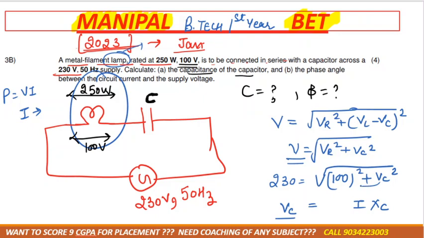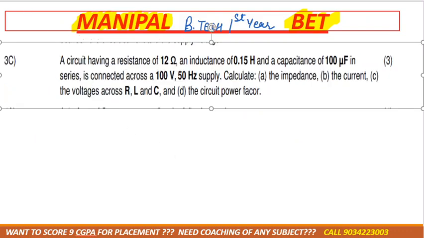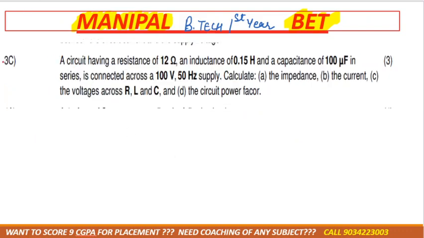VC value we already get it from here. I value we got it from here. Can we get the value for XC? After getting XC, you can get the C easily. Now see in this question what they have said. This is also from the same paper.